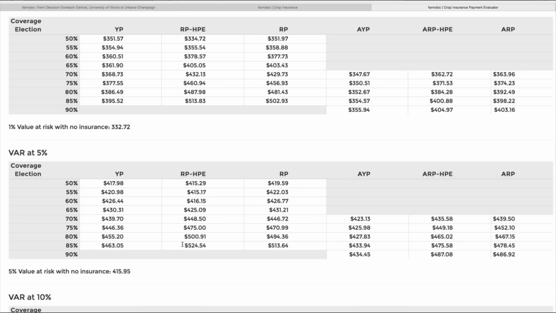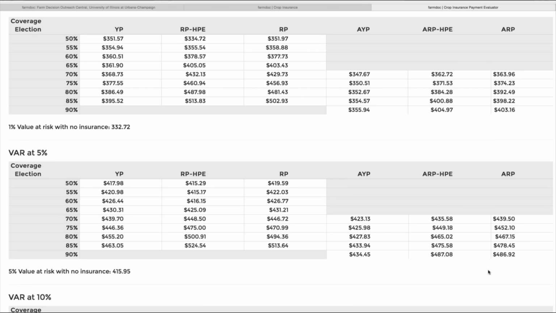So with RP HPE, that number goes from 415 to 524. So now the 5% risk goes from 415 up over $100 to 524. RP has roughly the same sort of reduction, 524 to 513. So RP-HPE actually has a bit higher than RP. Again, you have to take into consideration that if we have a drought year, you're not going to get as large of a payment, and you can take off the coverage from that if we have a loss situation.